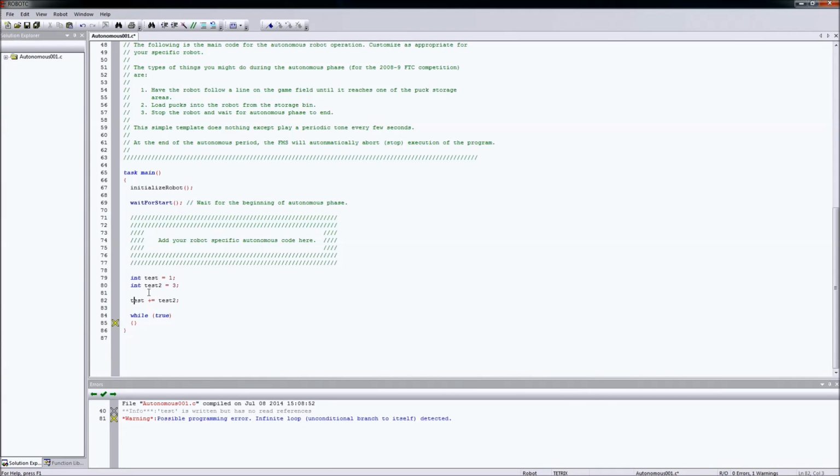And so you can do the same thing like we just did with addition for subtraction. If we wanted to subtract, you could do minus equals, and that would subtract 3 from 1. Or you could do test equals test minus test2. You could do either way, and both of these are equivalent.